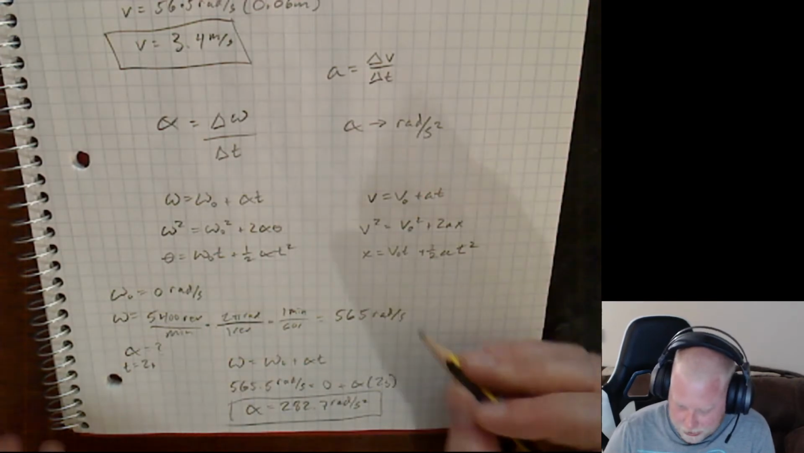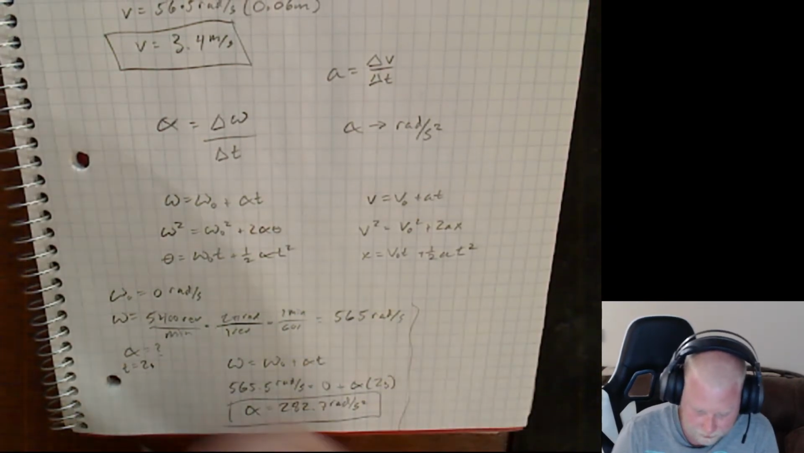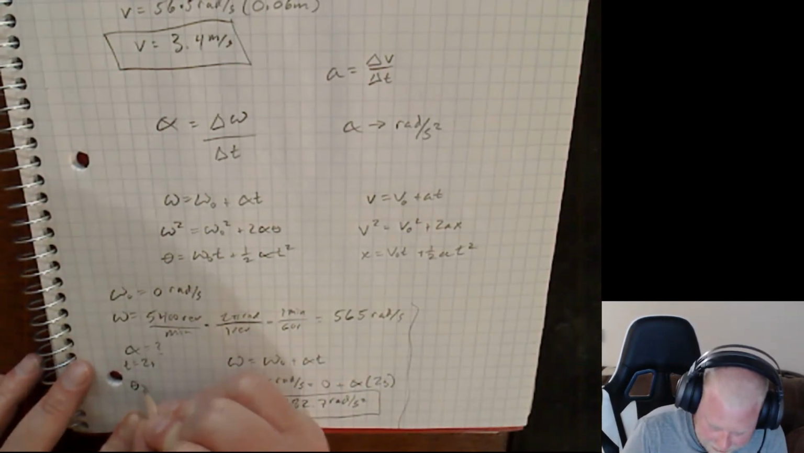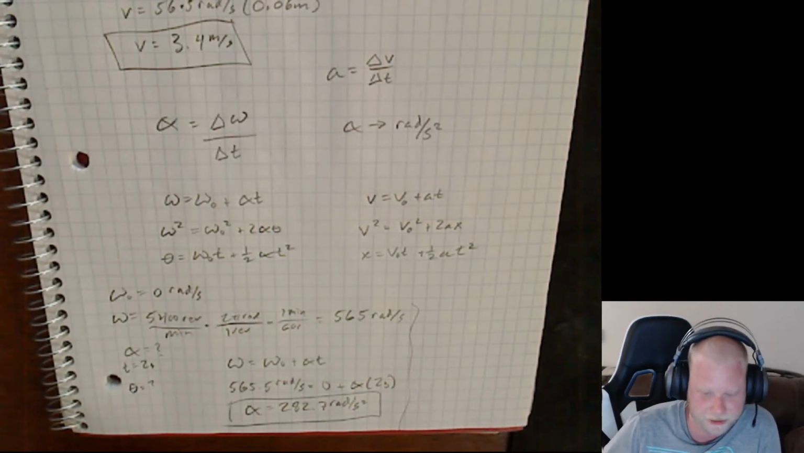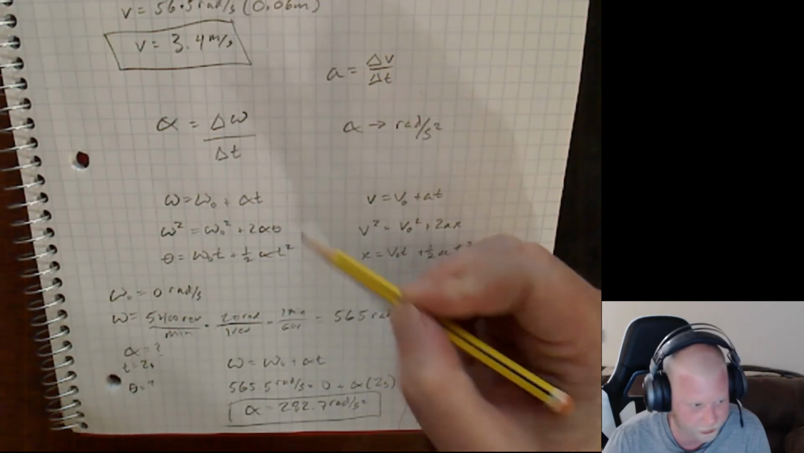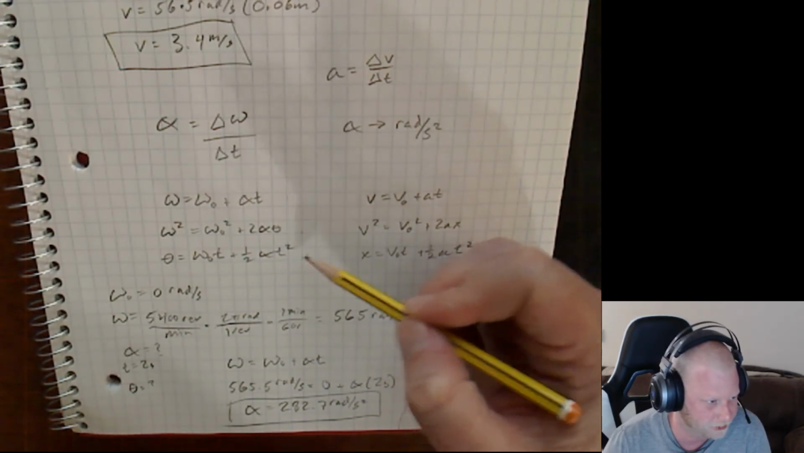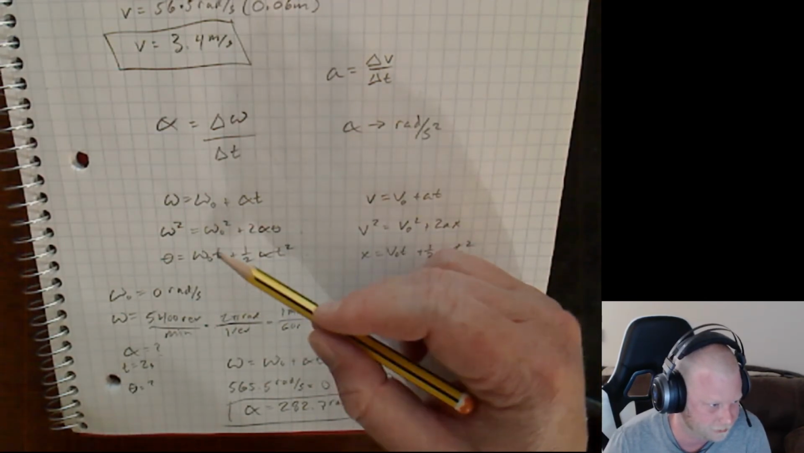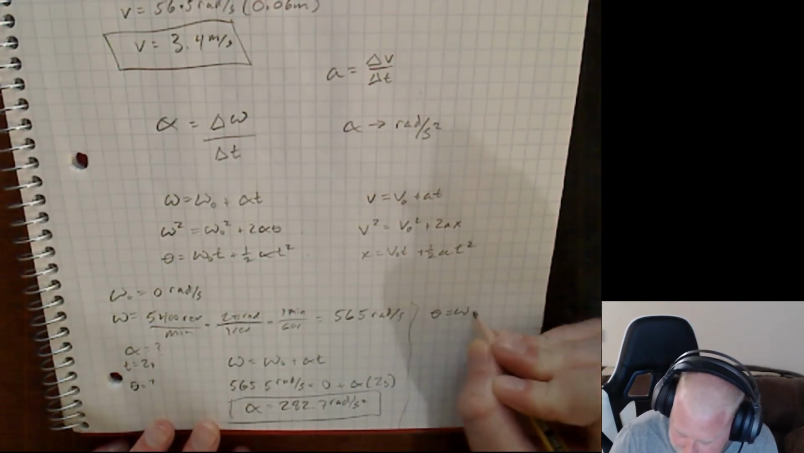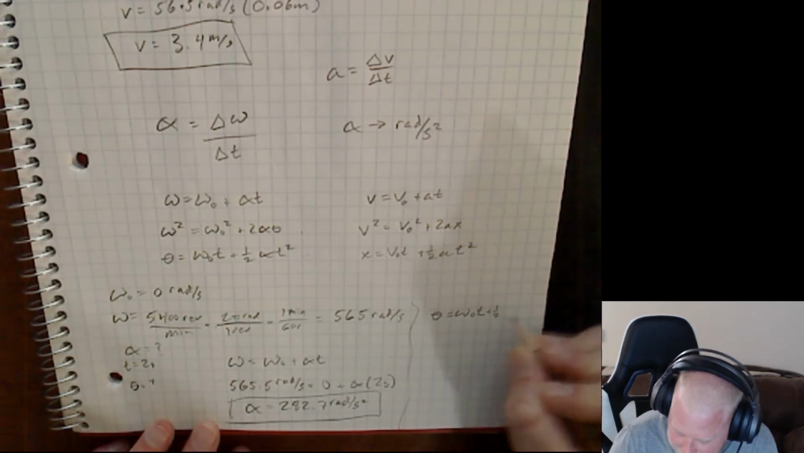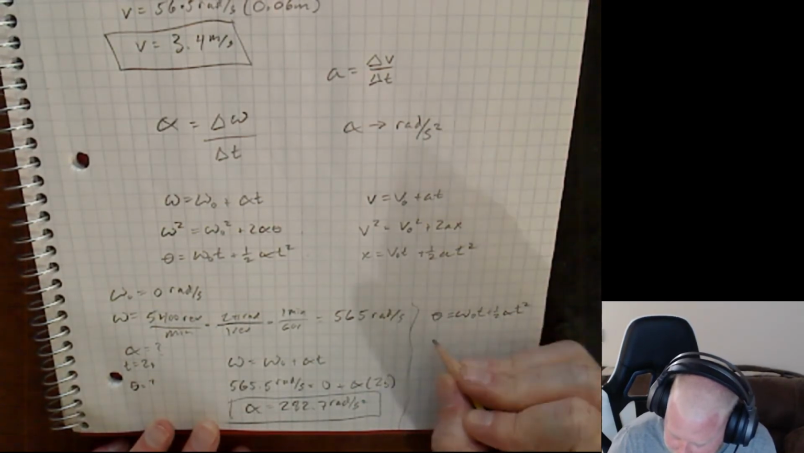Now, we also want to know what its angular displacement is. We could use either one of these two equations. I'm going to use this one just because omega naught is 0, so that whole term goes away. So theta is equal to omega naught t plus 1/2 alpha t squared.